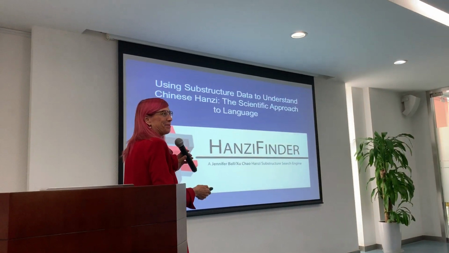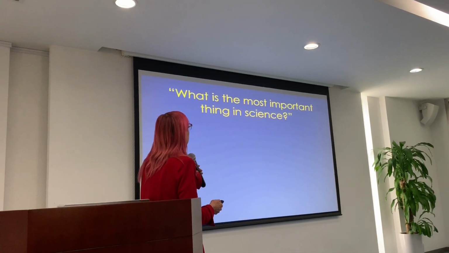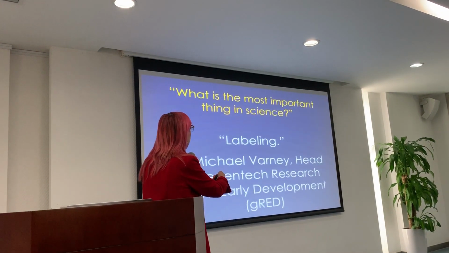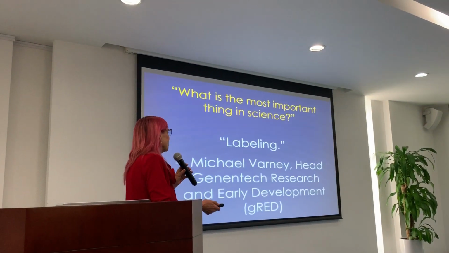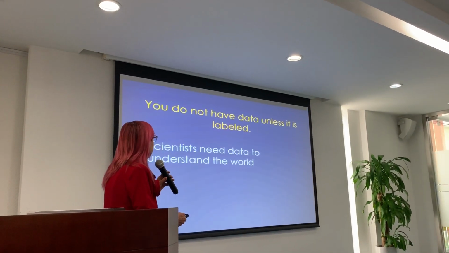The scientific approach to language. What is the most important thing in science? Labeling. Michael Marty. Genetic research and early development. How about that? You do not have data unless it's labeled.